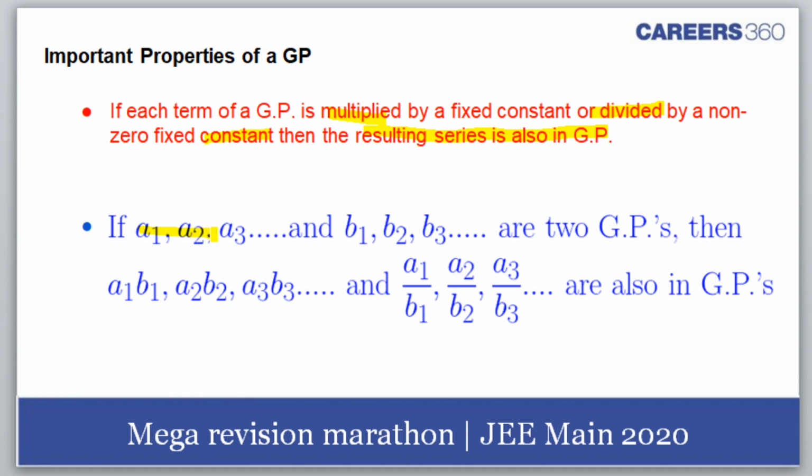And the second point: if A1, A2, A3 and B1, B2, B3, etc. are two GPs, then if we multiply the respective terms or divide the respective terms, they are still in GP.